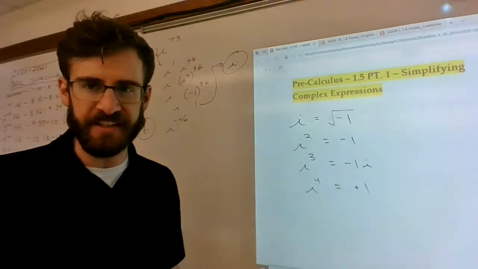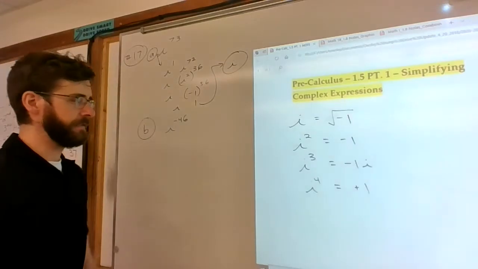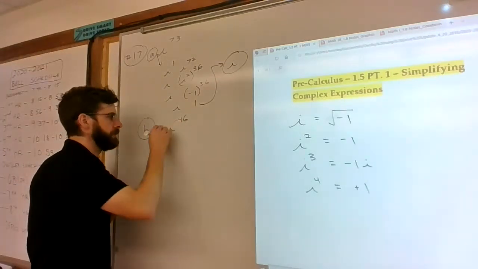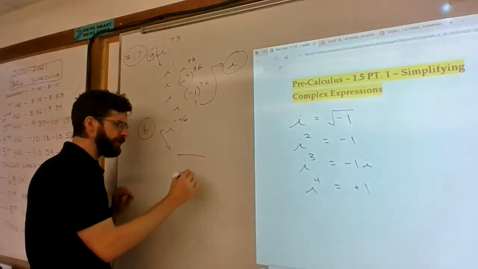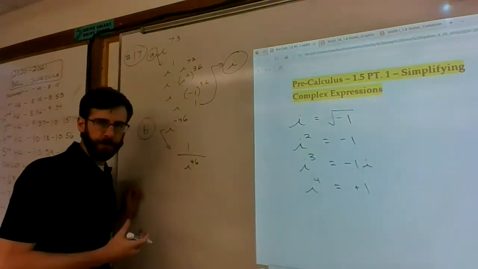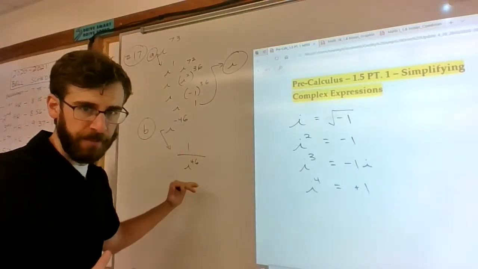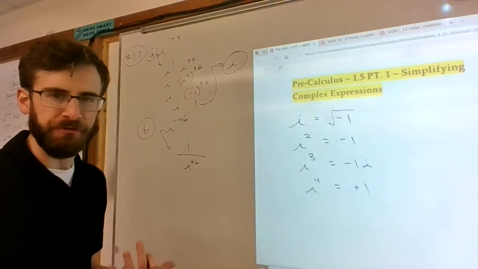For number 17 in the textbook, part B is pretty similar. I could also rewrite this as 1 over i to the 46th power. That's another way to think about it right away, as negative exponents belong in the bottom parts of fractions if there's no fraction specified.